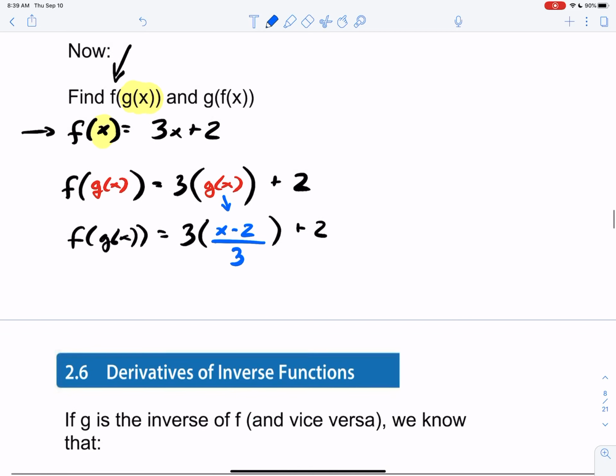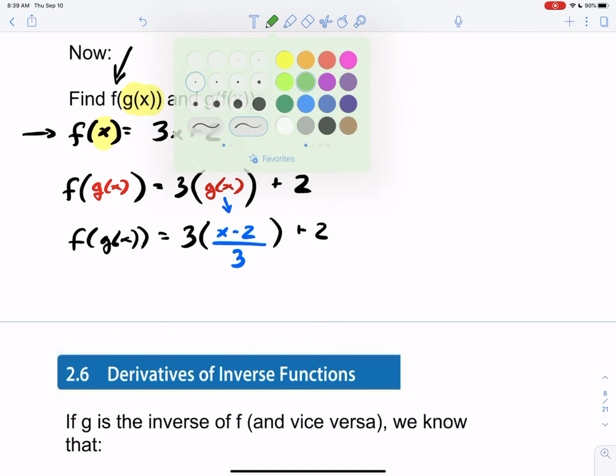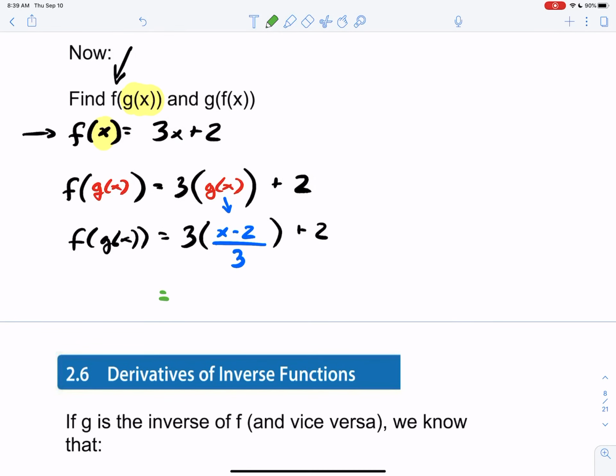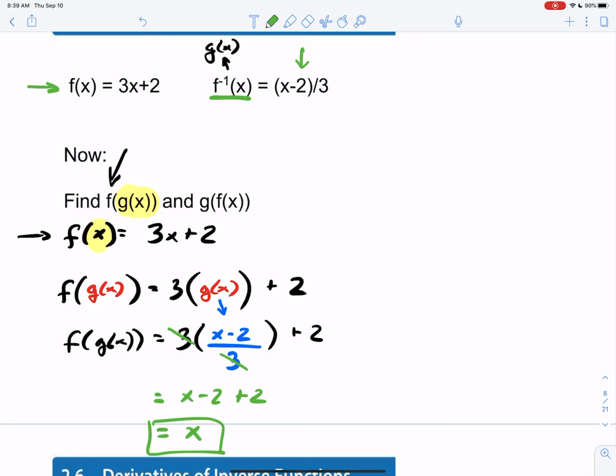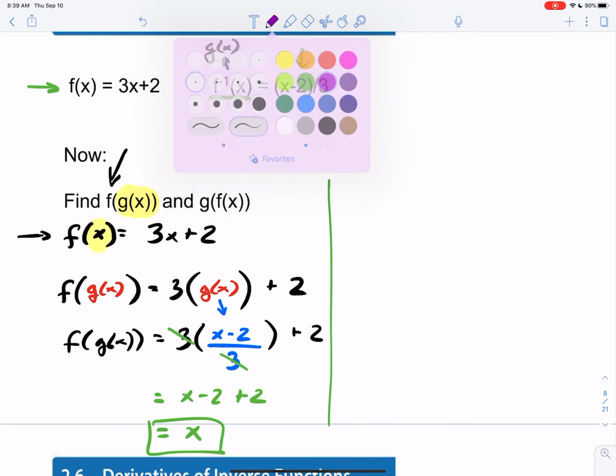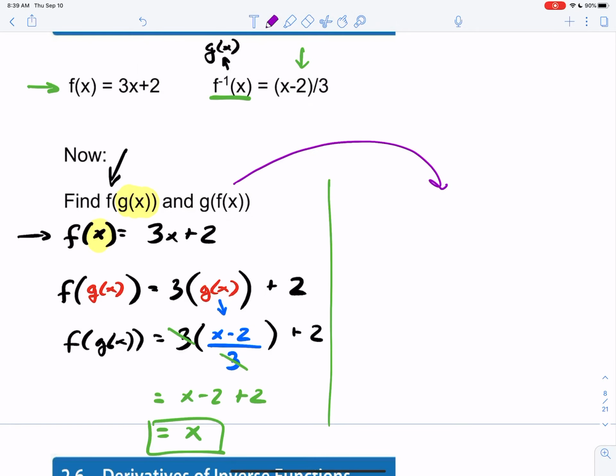Okay, so take a look at what develops here. If I clean this up, 3 divided by 3 will reduce out. I'm going to be left with the x minus 2 plus 2, which just gives me x. Now, the significance of it, we'll figure it out in a second. So what I want you to do now is figure out what g of f of x is. The same process, apply it to g of f of x. Go ahead and pause and press play when you're ready.